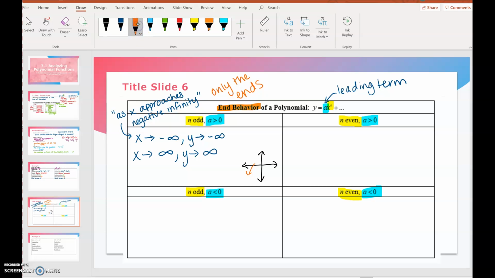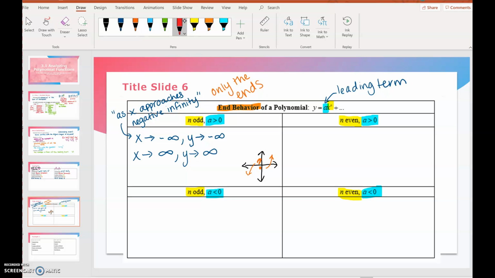So this is something that you're just going to want on your notes page, or come up with a little rhyme to help you remember. But if n is odd and a is greater than 0, your end behavior is going to have a down arrow to the left and an up arrow to the right. Again, we don't know anything about the middle of this graph. We don't know what it looks like in between. We just know that it goes down on the left-hand side and up on the right-hand side.